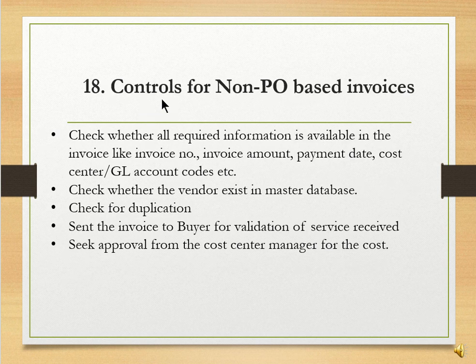Next question is controls for non-PO based invoices. Since there is no purchase order, what are the controls we follow? So we have to check whether all required information is available in the invoice, like invoice number, amount, payment date, cost center and GL codes. And then check whether the vendor exists in the master database. Check for duplication if the invoice is already processed in the prior period. Send the invoice for buyer validation for service received. Seek approval from the cost center manager for the cost. This is the financial approval.